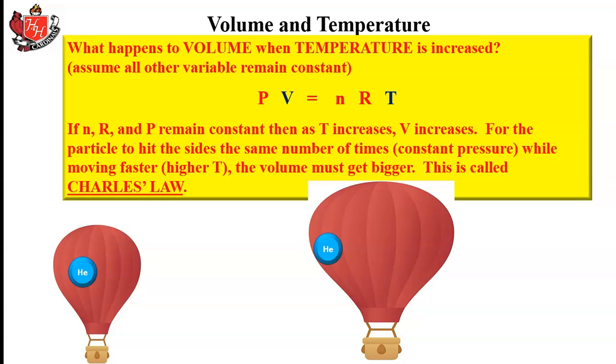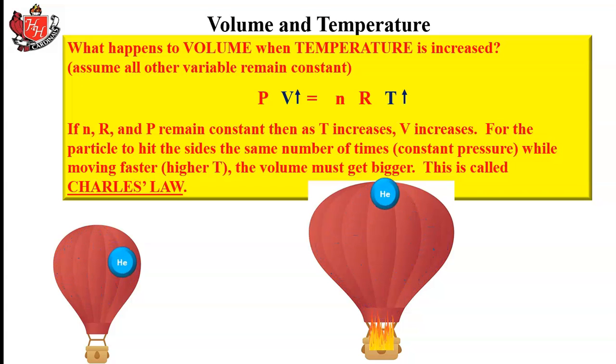Now the relationship between volume and temperature. What happens to volume when temperature is increased? If temperature goes up, volume on the other side also has to go up if the equation is going to remain in balance. So this is the hot air balloon equation. If N, R, and P remain constant, then as T increases, V increases. For a particle to hit the sides the same number of times, that is, to keep the pressure constant, because in this equation pressure is staying constant, while the molecule moves faster, that is, higher temperature, the volume must get bigger.